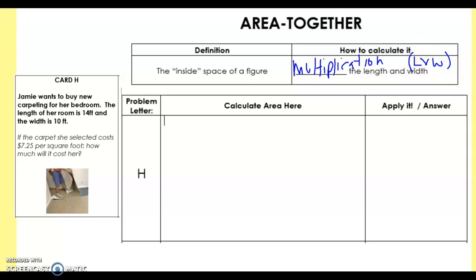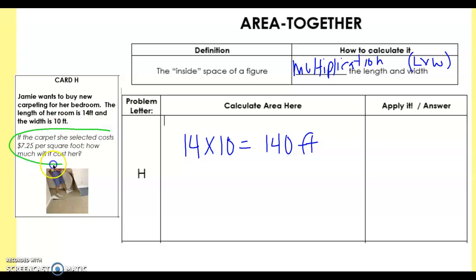All right, so looking at the first problem, on task card H, it says Jamie wants to buy new carpeting for her bedroom. The length of her room is 15 feet and the width is 10 feet. So again, looking at area, thinking about carpeting, I would be looking at the inside space of that room. So I would multiply 14 times 10 and get a total of 140 feet.